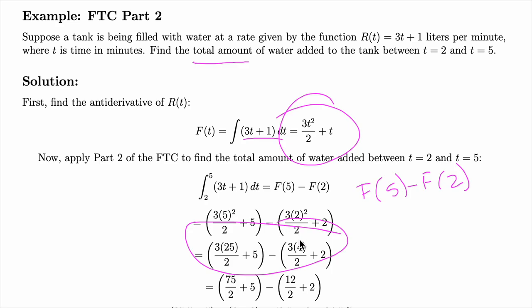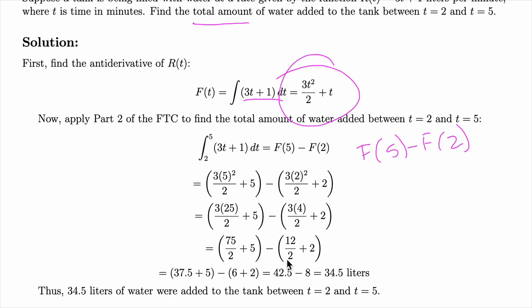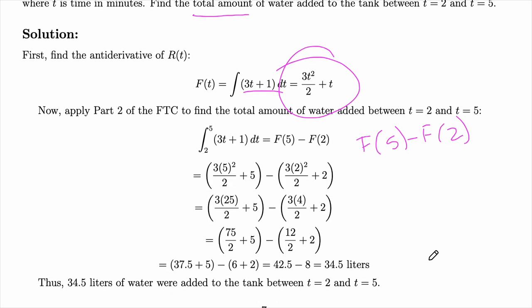This step is just simplifying, right? 5 squared is 25, 2 squared is 4, and then from there, I just continue to simplify. You can go ahead and pause the video and walk through that if you'd like. But basically what we found after doing that was that the total amount of water added to the tank was 34.5 liters.